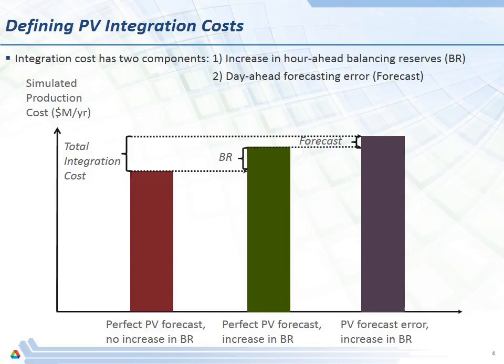And so one of the requirements of this project was to develop a way to calculate both this purple bar that has all of the costs associated with forecast errors and balancing reserves included, and then compare that to this red bar, which is a case where we've ignored those issues, and estimate what that difference is, and that's what we call our integration cost.